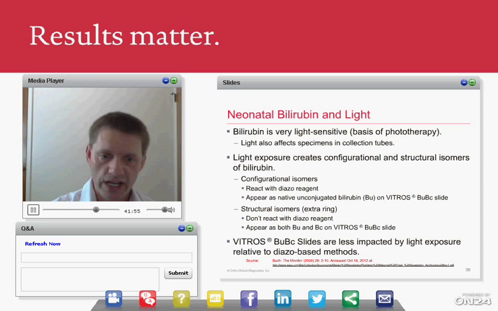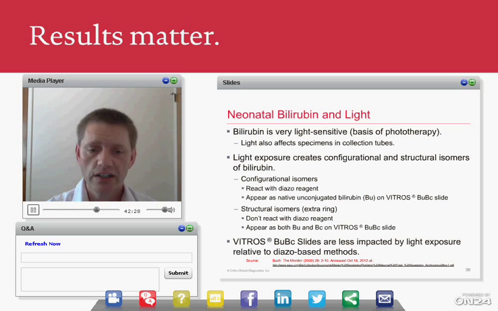So whether it be a wet chemistry method, the VITROS T-bill slide, or the BBC slide, all of those methods will measure configurational isomers essentially at 100%. Now, structural isomers actually impact all of the assays. In this case, you form an extra ring, and that molecule will not react with the diazo reagent. On the BBC slide, you get a spectral shift when you get this structural isomer.